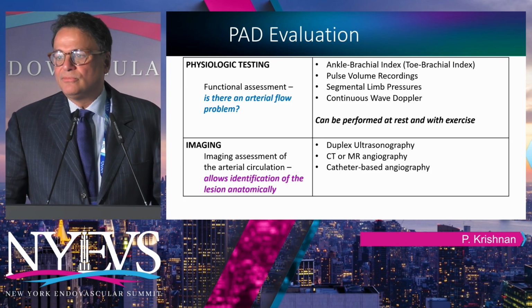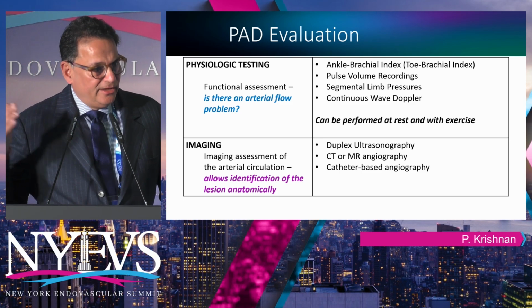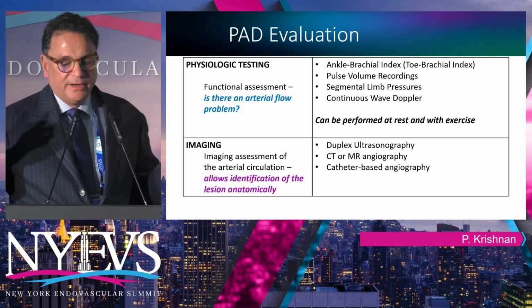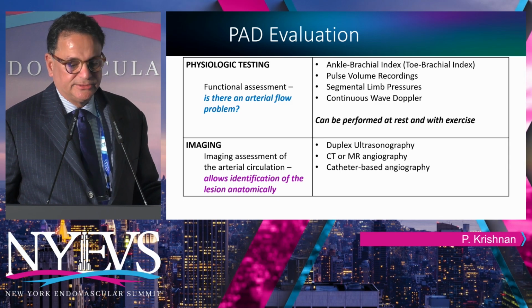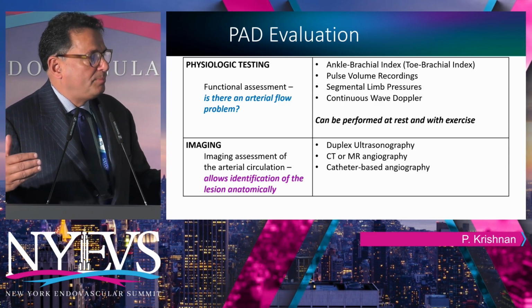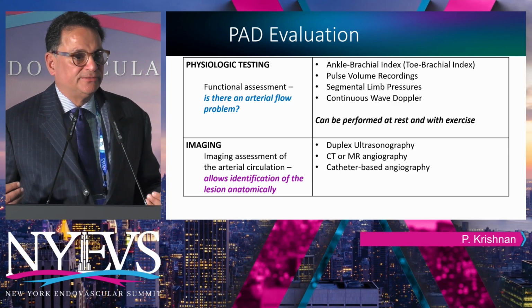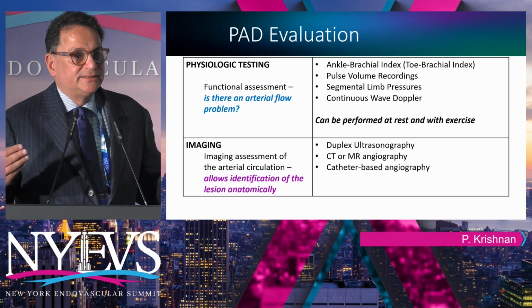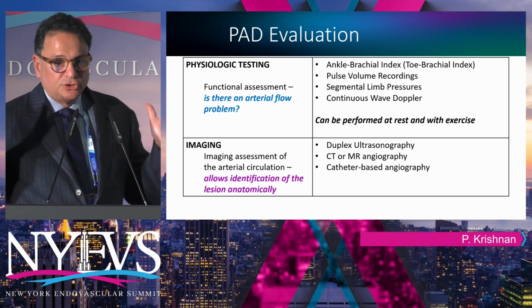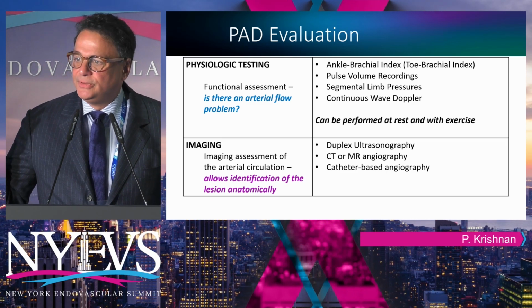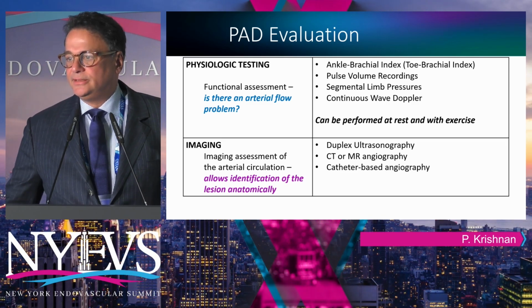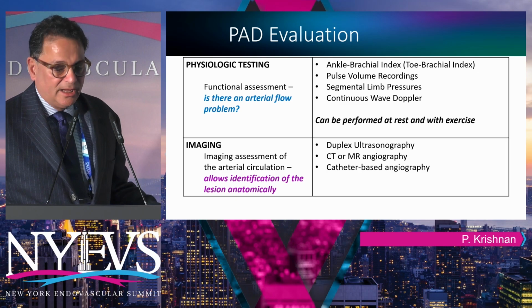So what are the tests that I can recommend for you guys? If you're not sure, then you want to do an ankle brachial index or a toe brachial index, okay? If you add pulse volume recordings, it increases the sensitivity and the specificity of your study. Segmental limb pressures show you a drop in systolic pressure between, say, the high thigh and the mid thigh and the low thigh to help you localize the disease.